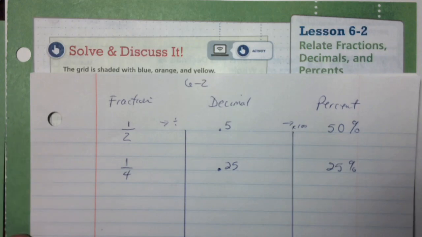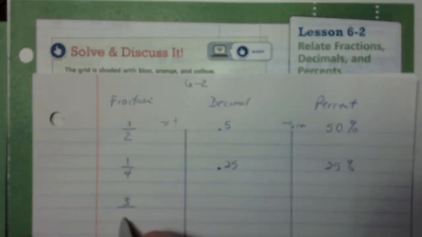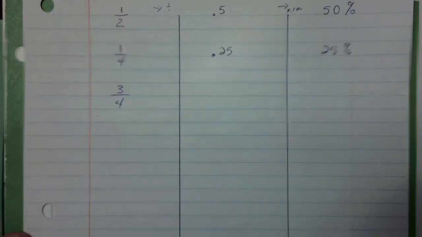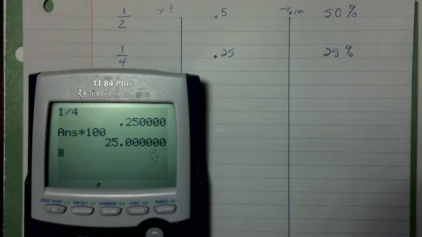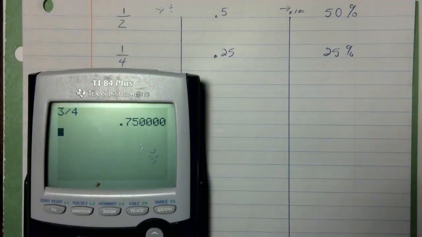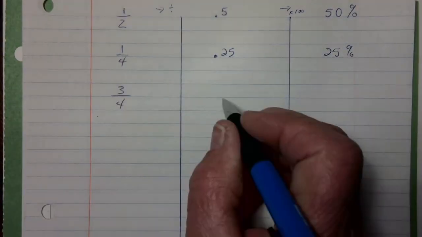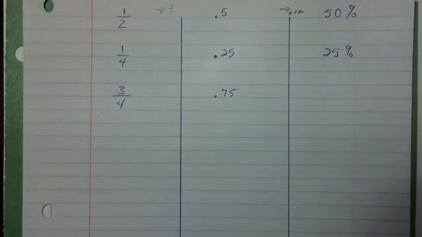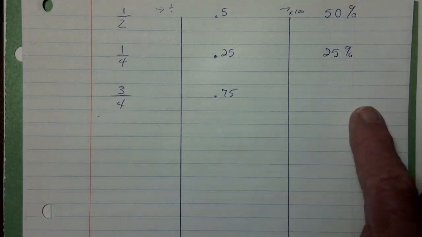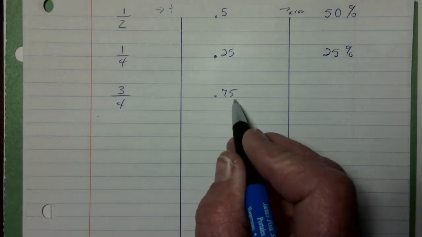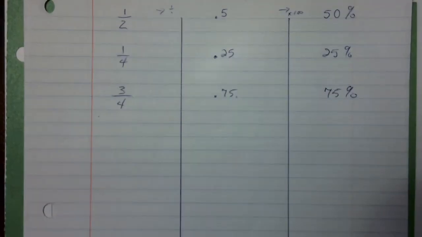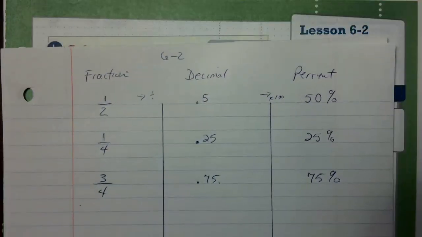Okay? How about 3/4? 3/4. Let's move that up a little bit. 3/4. I'm going to get my light right here. 3 divided by 4. You can do the same thing with your calculators. 3/4 is 0.75. 3/4 of a dollar is 75 cents. And then if I want to turn that into a percent, I multiply by 100, so it moves my decimal 2 places, so that's 75%. Now these are all ones that you should know by memory.